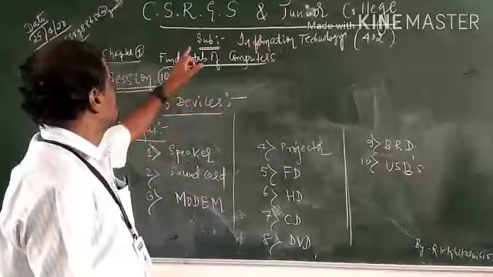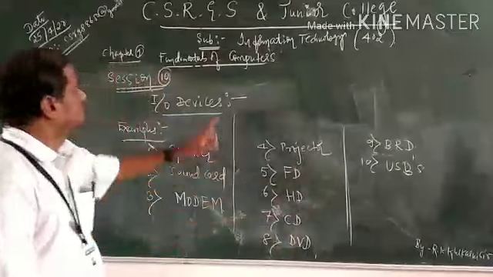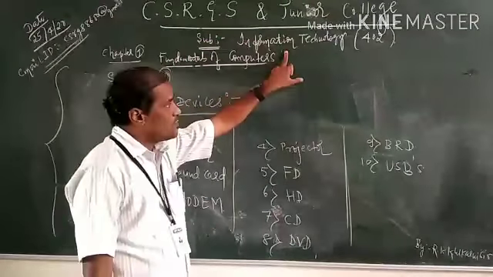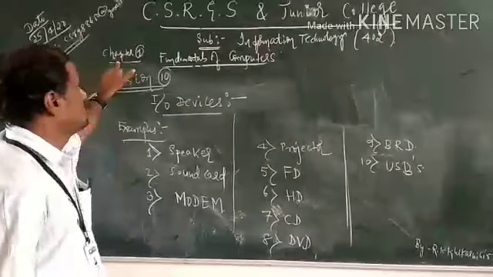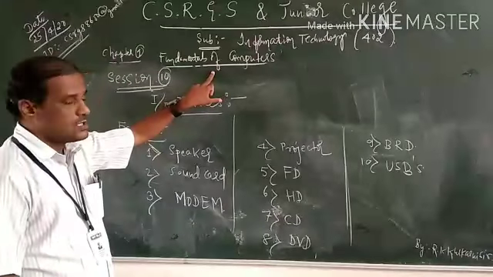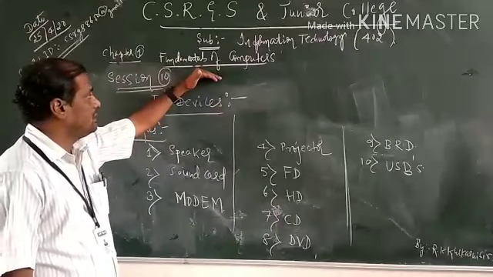So this is our institute name, CSRGS Junior College Ahmedabad. Subject is Information Technology, code 402. Chapter number is 1. Chapter name is Fundamentals of Computers. I am telling fundamentals, almost all pillars in detail.